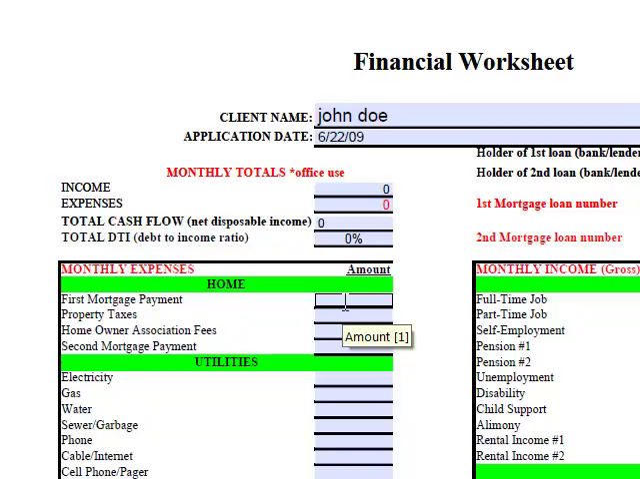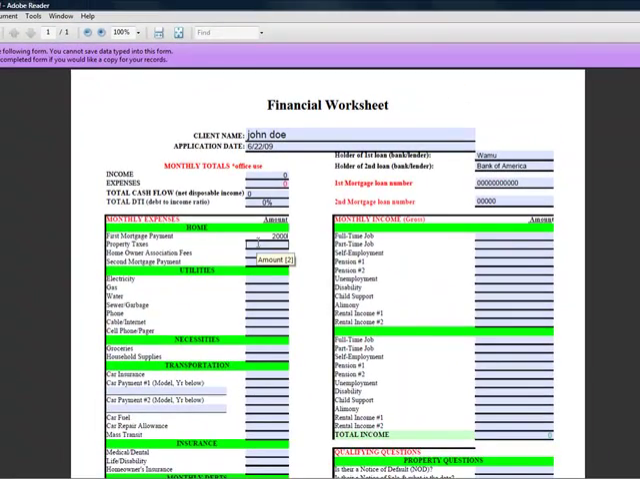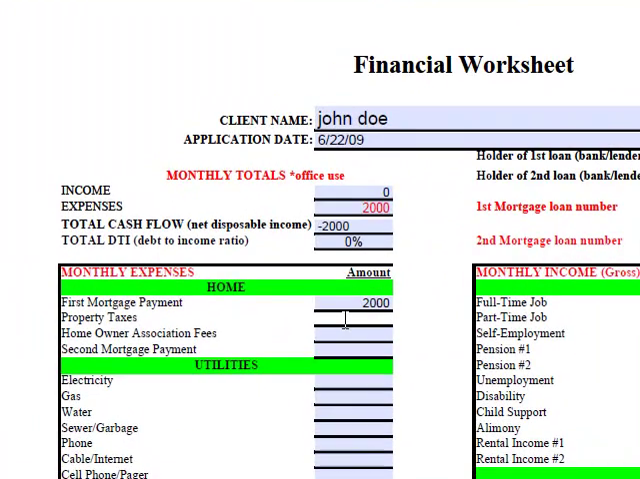So the first month mortgage payment is $2,000. So we're going to put $2,000 where it says first month's mortgage payment. Property taxes. This person pays $450 per month. They have a homeowners association fee of $175. The second mortgage payment is $275.